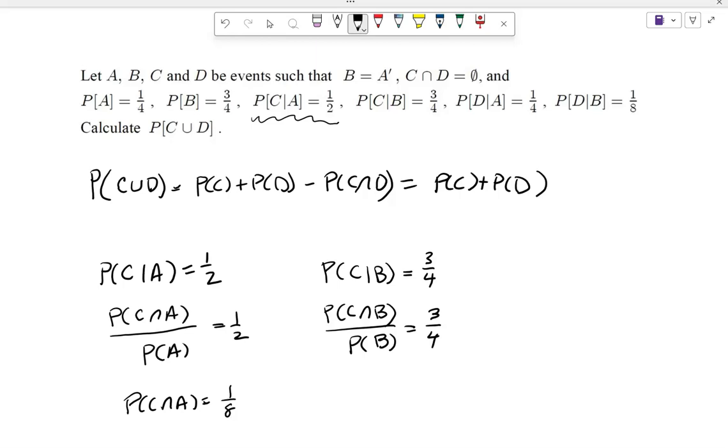And do we know the probability of B? Yeah. Our probability of B is 3/4. So I'd have a 3/4 in the denominator here. Multiply it to the other side. What do we end up with for the intersection of C and B? 9/16. It's good. Those two parts okay? They're identical to each other, just we change the A to a B, right? Literally the same process. I claim now we know what the probability of C is.